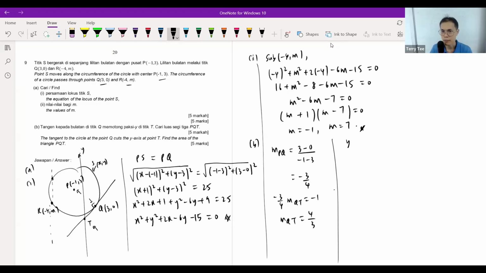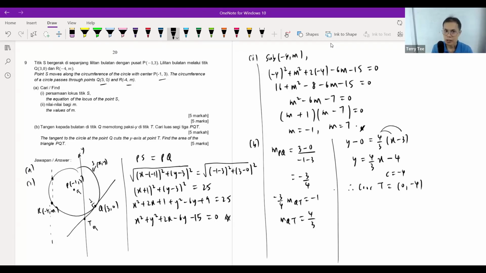So we use y minus y1. Your y1 will be 0. I'm using 3, 0. Your gradient is 4/3 times x minus x1. Your y is therefore 4/3 x minus... If you multiply inside, 4/3 times -3 is just -4. So your y-intercept C is -4. Therefore, coordinate point T is 0, -4.